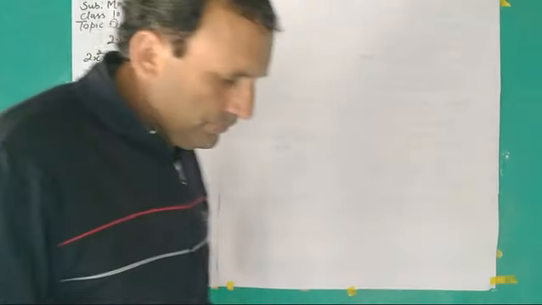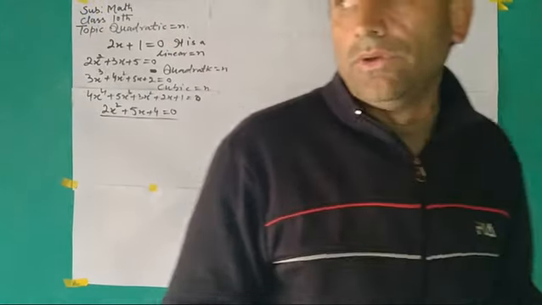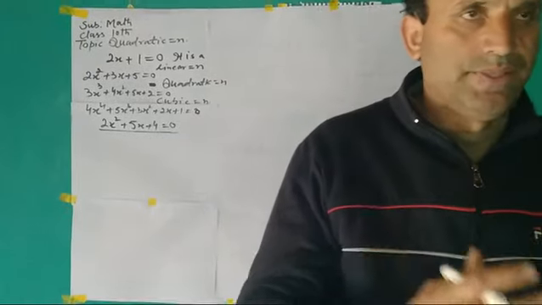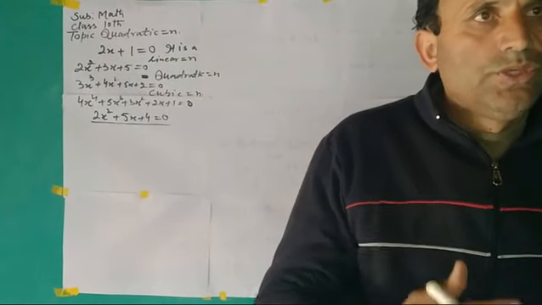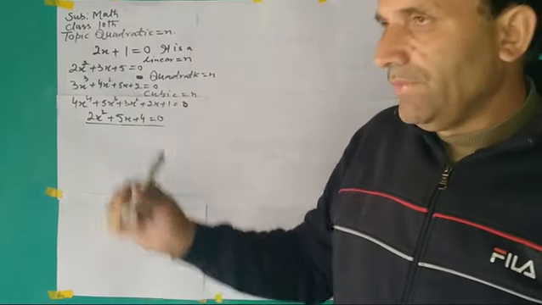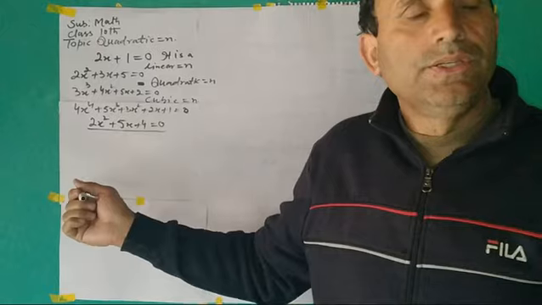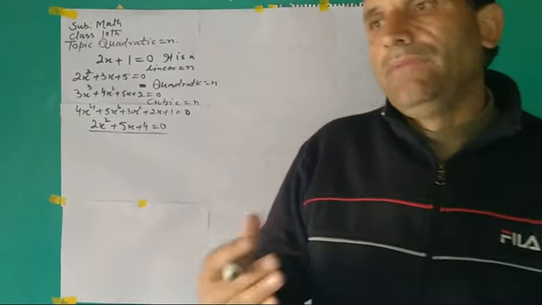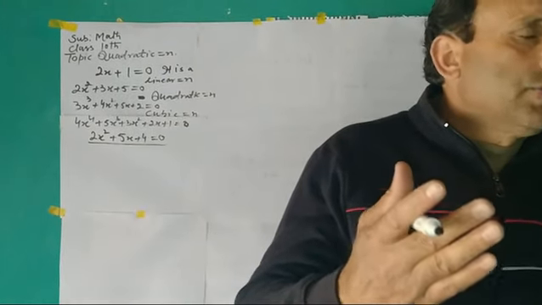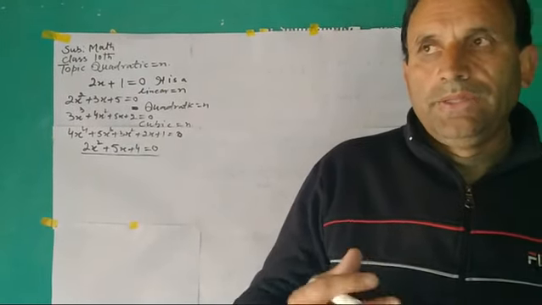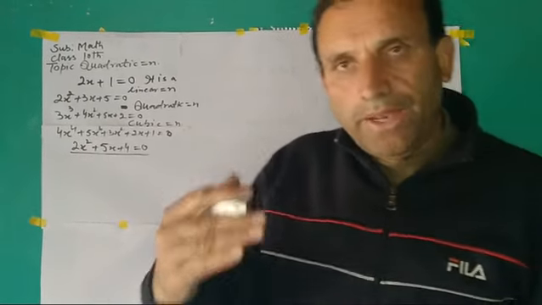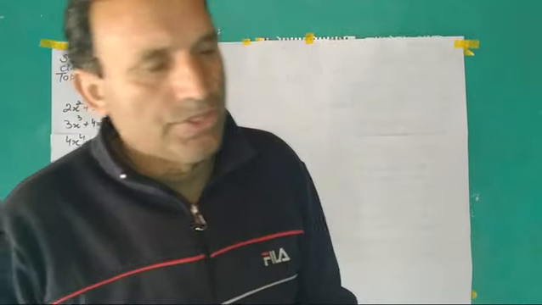Now I will define what is called variable. Variable means whose values vary, whose values change. For example, this is a quadratic equation. For example, the value of x here it is 5. If I write another equation, there the value of x is 4. So it means the value of this variable varies from equation to equation.